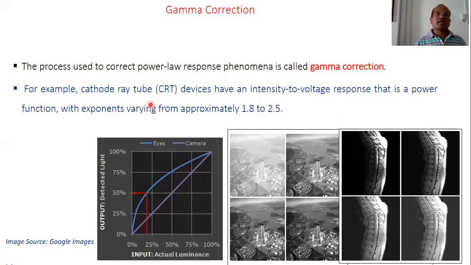For example, cathode ray tube devices have an intensity to voltage response. In a CRT, what happens? We get the intensity as a response to voltage, because the cathode rays come and strike the fluorescent wall, where there is a coating of a type of material which emits light when the voltage or the electrical current strikes there. So it is a power function with exponents varying approximately from 1.8 to 2.5.